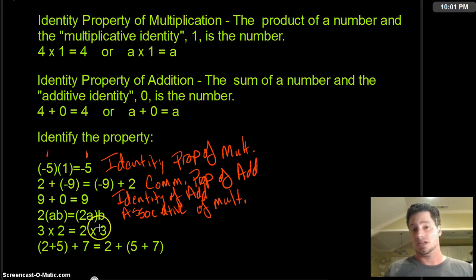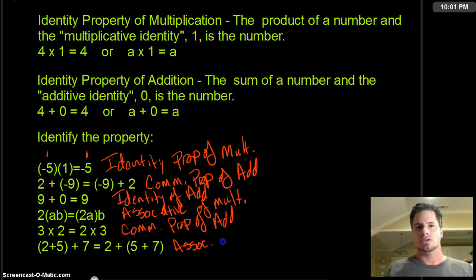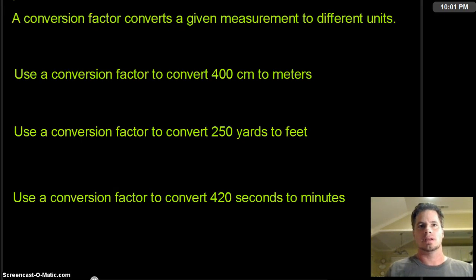Here, again, I just changed the order. There's no groupings. So that's commutative because it's commuting. And then there is this one. Well, I've got 3 numbers, and I basically just changed the grouping. So that's associative. I changed the associations. Associative property of addition. Okay, let's look at the next page.